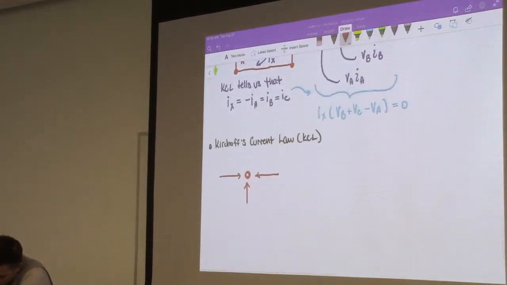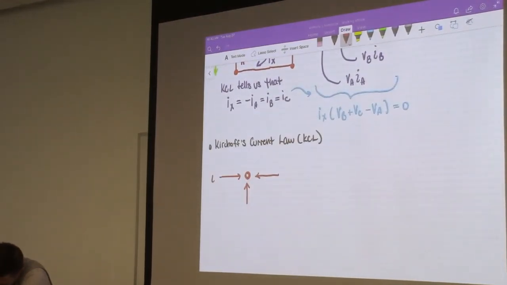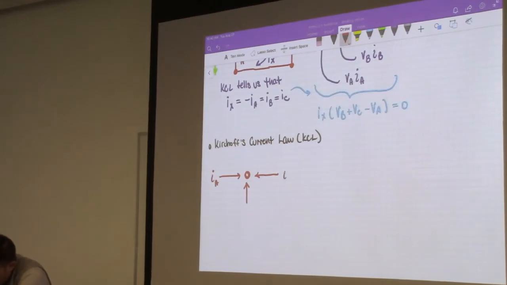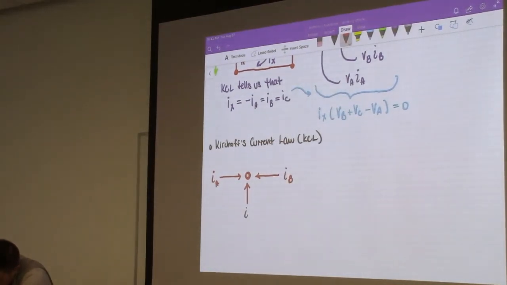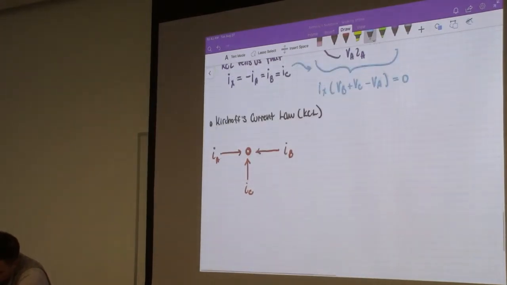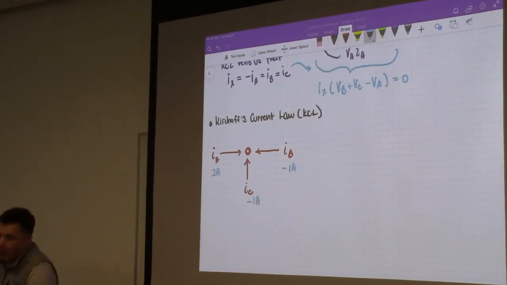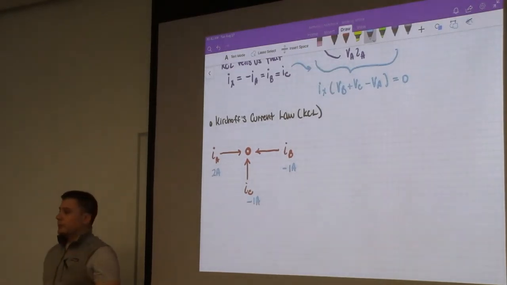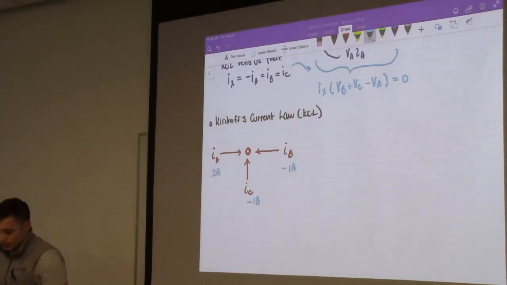Okay, so if we take a look at this right here, we see we have an IA. These are different IA, IBs, ICs. And so if we wanted this to work out, one example of values would be we have 2 amps, we have negative 1 amp, and we have negative 1 amp. Okay, all of those sum together to be 0.